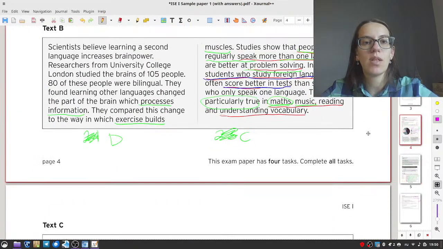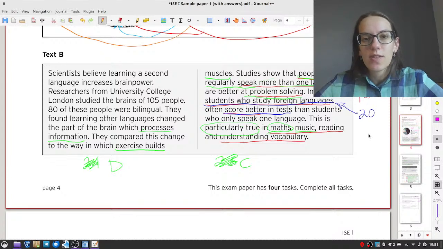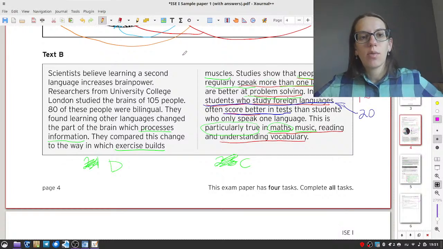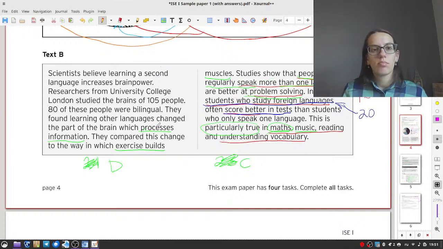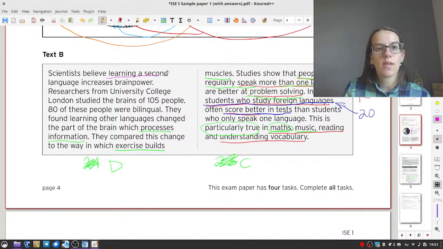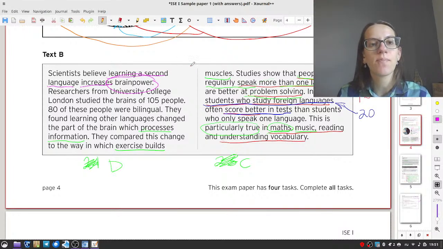Well, things being increased by learning languages, that was in text B. Yeah, we have to look in text B. First of all, we decide which text to use. So, which word can we use now? Scientists believe learning a second language increases brain power. So we already have here learning a second language, and we have increases. So what is increased by learning a second language? That's brain power. That's our word in the first sentence. We've already found it.